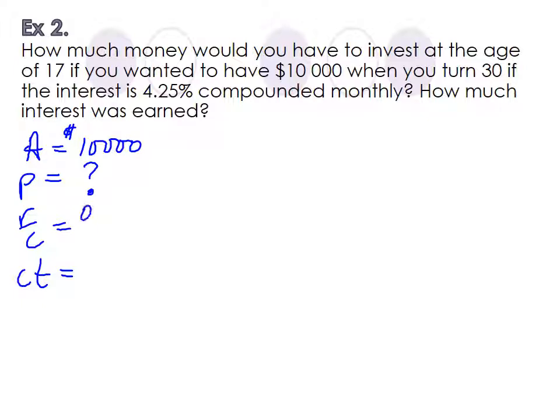Our interest rate, 0.0425. Our compounding period, so that's monthly. Let's double check to see if that's a nice decimal or not. Does not end up being a nice decimal, so I'm going to leave it as a fraction. And your time, how many years are there between 17 and 30? 13. Twelve times 13 gives you 156.